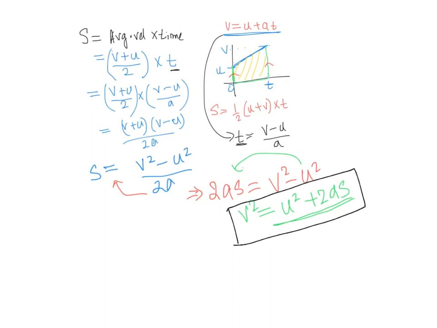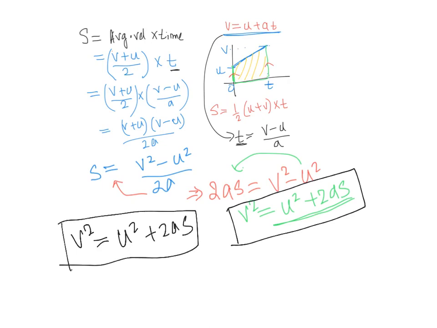Equations of motion. V square is equal to u square plus 2as. Okay, how did we do it? We have taken the average velocity. Average velocity means when the body was moving at velocity u and it has reached a velocity v within this time. So average velocity is initial plus final by 2 into t, and then from the equation that we know before, we have replaced t, and then we did some algebra, a plus b into a minus b, and we got this equation, right?